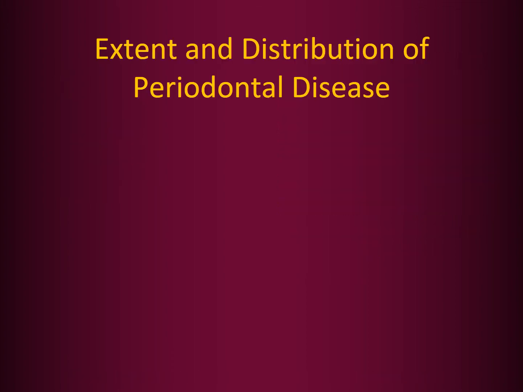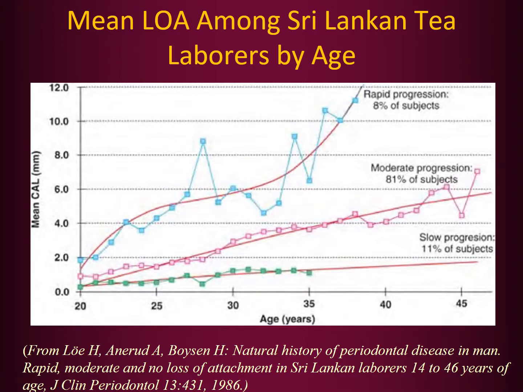Going forward, we're going to talk now about the extent and distribution of periodontal disease. It is difficult to evaluate the full extent of periodontal disease in its natural state, because most people end up having treatment for periodontal disease over time. So it does interfere with the natural history of periodontal disease.